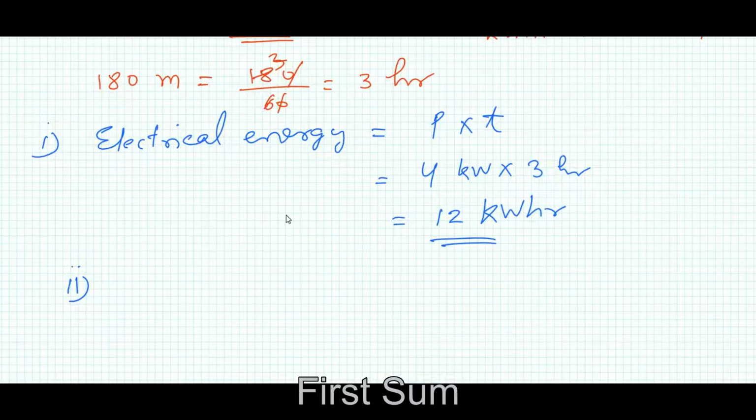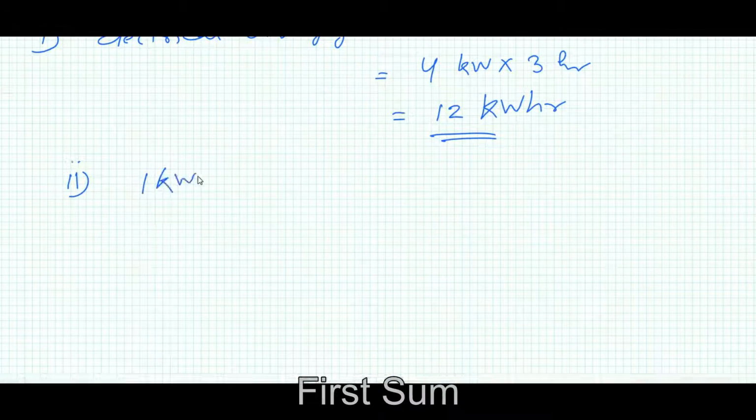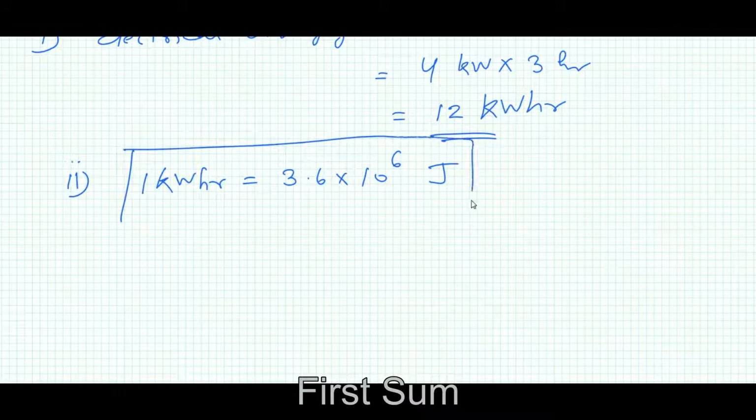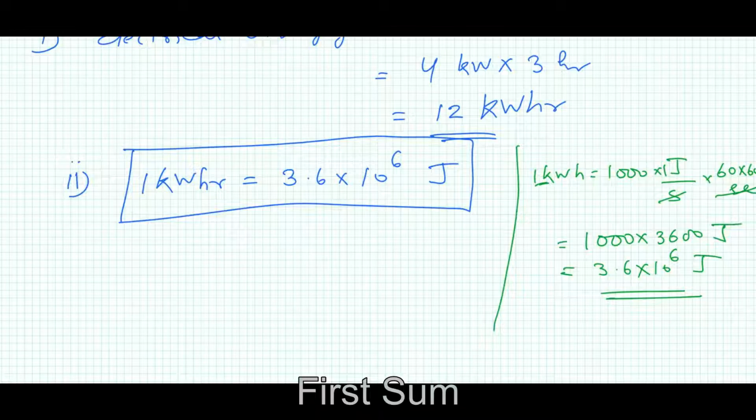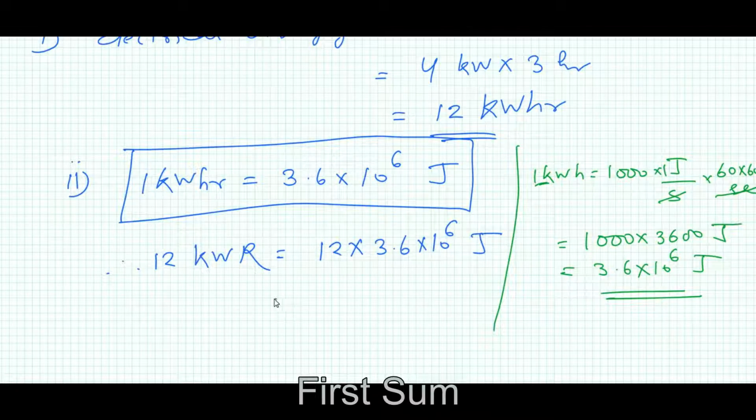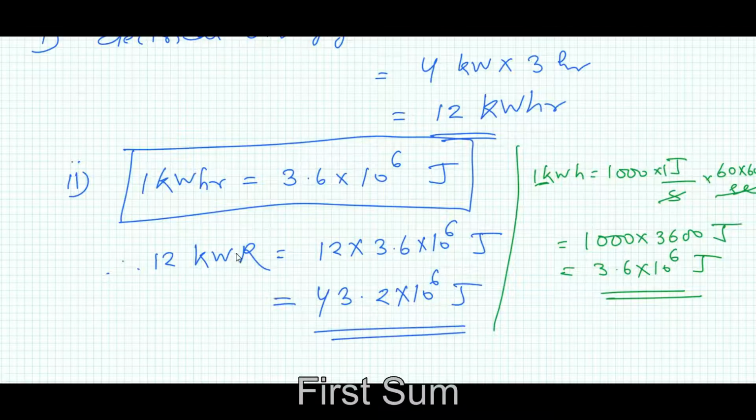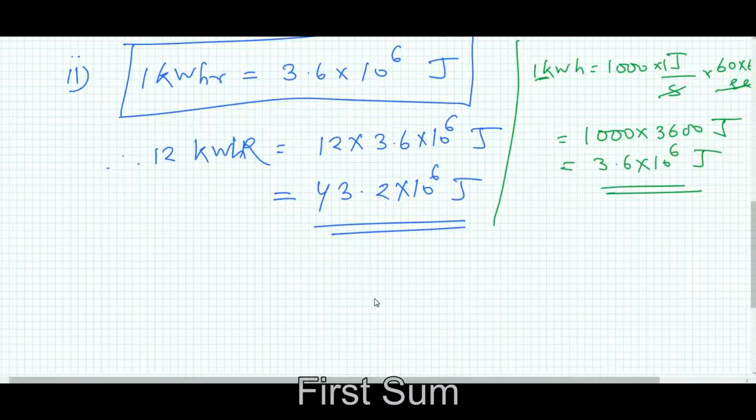In the second part it wants to know the electrical energy consumed in joule. We know 1 kilowatt hour equals 3.6 into 10 to the power 6 joule. This I know, and we can also calculate it. I have shown how in a previous video, again I am reproducing it. So 1 kilowatt hour equals 3.6 into 10 to the power 6 joule. Therefore 12 kilowatt hour equals 12 into 3.6 into 10 to the power 6 joule. If I calculate, we find 43.2 into 10 to the power 6 joule. This is the electrical energy consumed in joule.